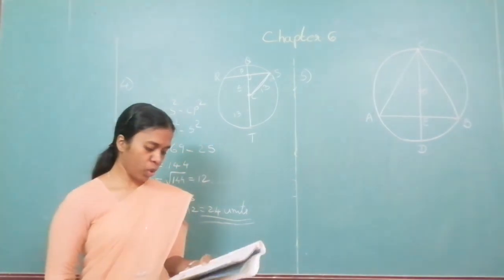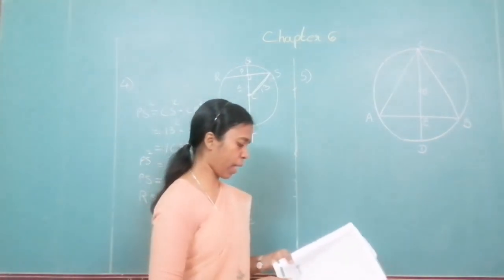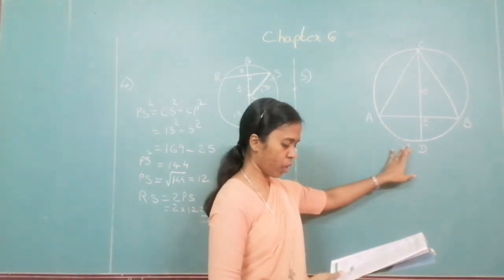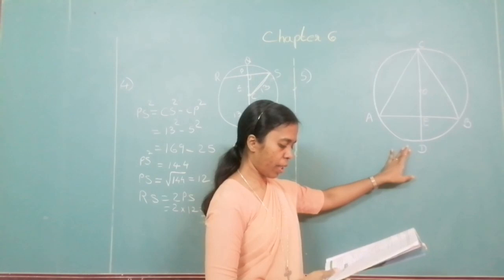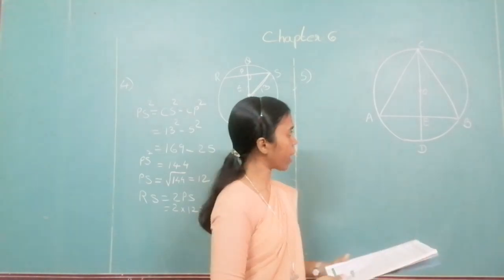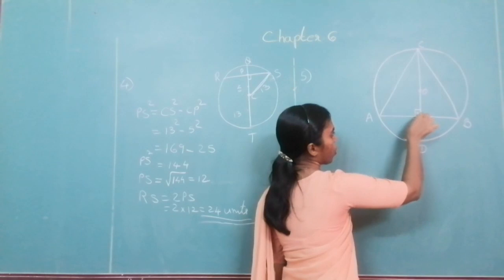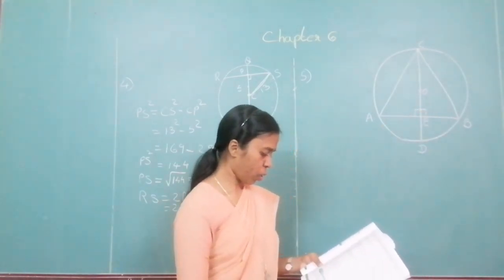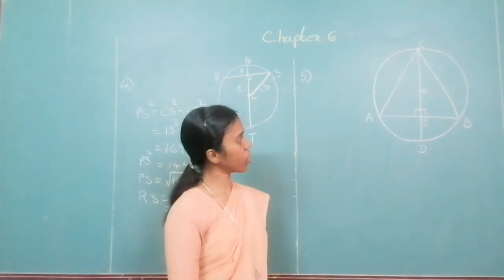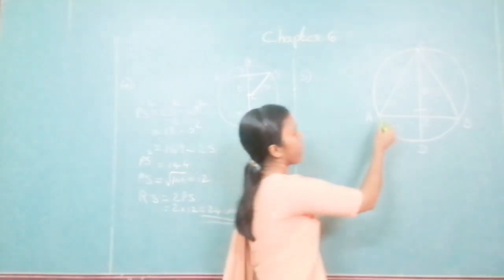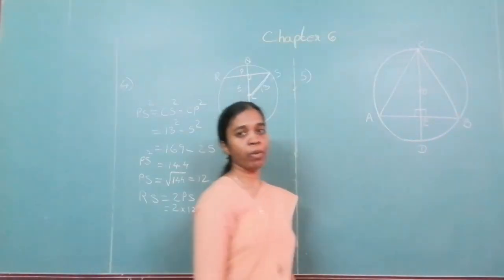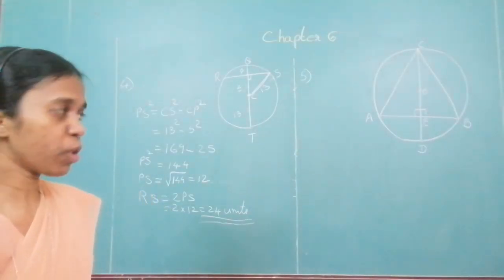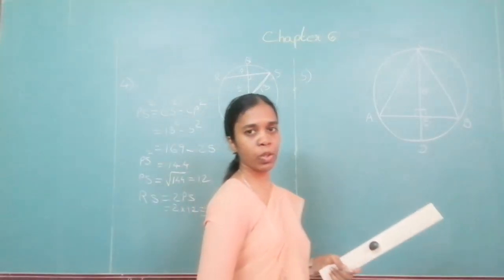Okay. Look at question number 6. In the diagram, CD is the diameter with center O. The diameter is perpendicular to the chord AB. This is perpendicular, so you have this as 90 degree. Show that triangle ABC is an isosceles triangle. Look at triangle ABC. You have to show that triangle ABC is an isosceles triangle. How will you show that?